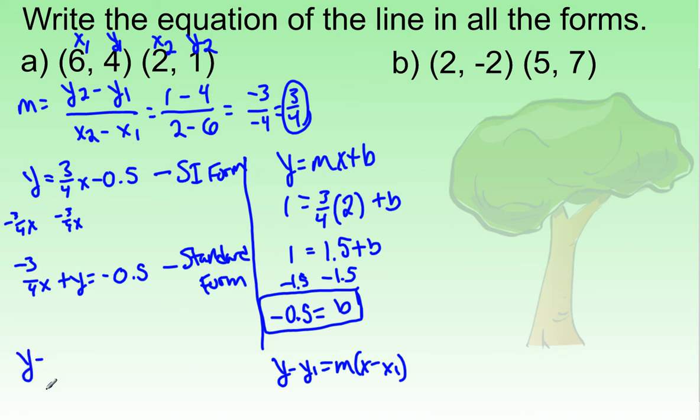Point-slope form. y minus the y value. Well, I'm going to pick the same point. I'm going to pick this guy because the numbers are smaller and they're both positive. So y minus 1 equals slope times x minus the x value. Done. Point-slope form. So there it is. We got slope-intercept form. We got standard form. We got point-slope form. We wrote the equation in all the forms we need.